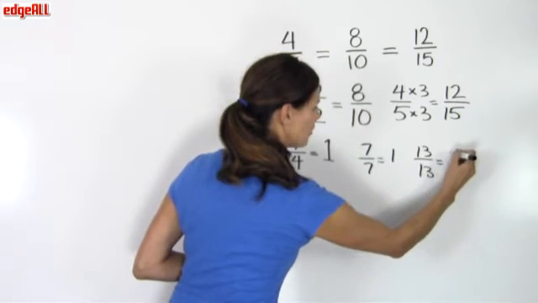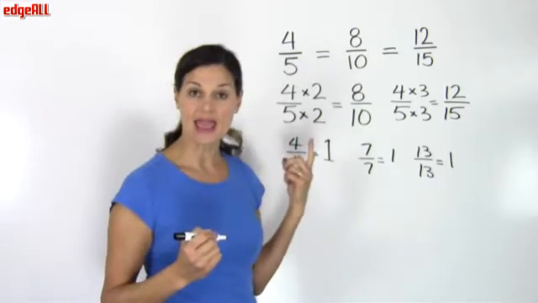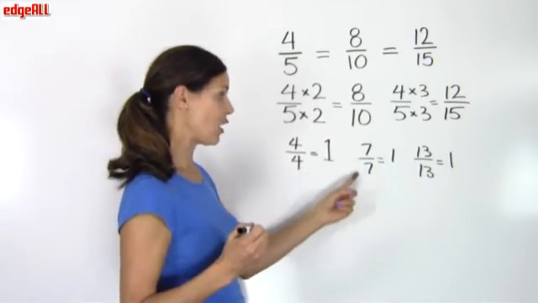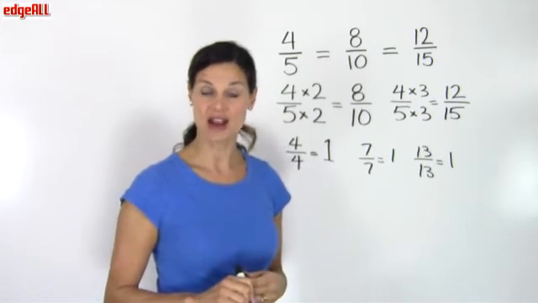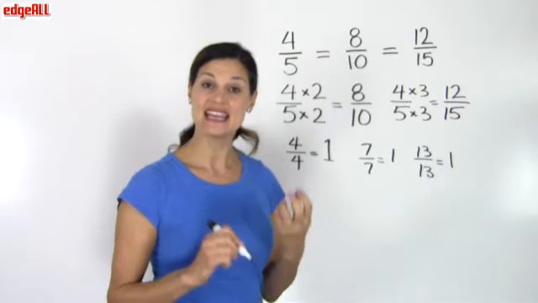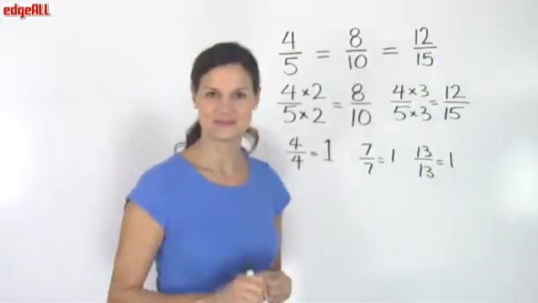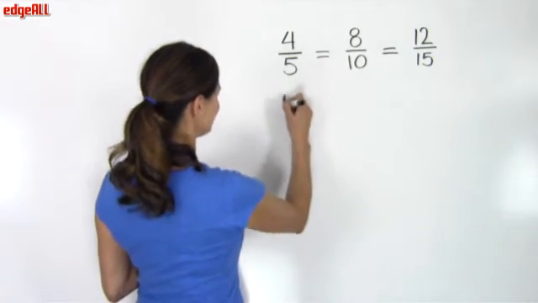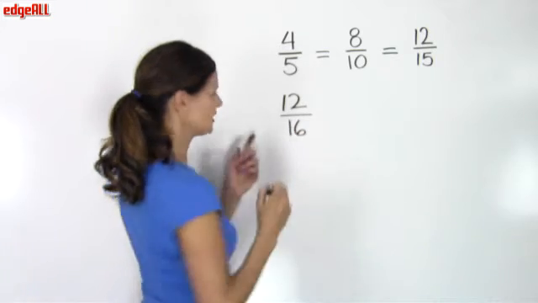13/13 equals 1. And so anytime I multiply or divide a fraction by any number over itself, I am just multiplying or dividing that fraction by 1, and it keeps the same value as the fraction. Let's look at another example of equivalent fractions. Let's take the fraction 12/16, for example.